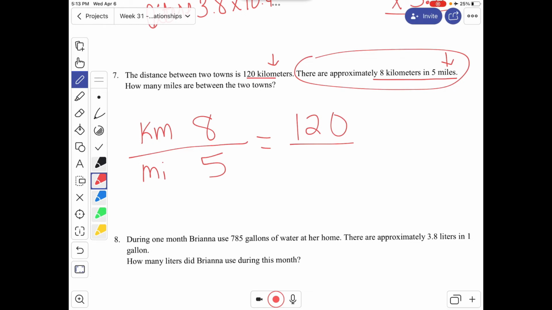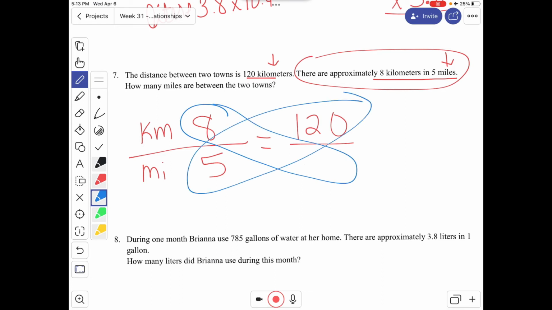I can't simplify, and I don't really see the relationship, so I'm going to have to cross multiply. 8 times some unknown would be 8 times n, and 5 times 120 is 600. Then to figure out what n is, we divide by 8, and that will be your answer.